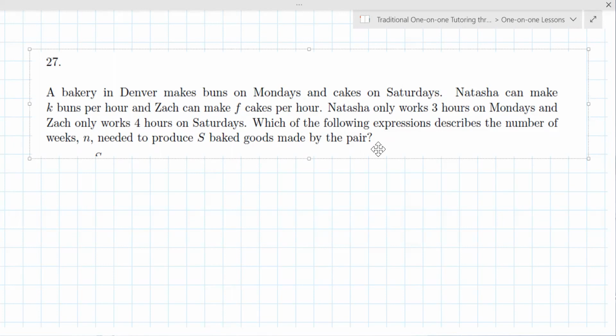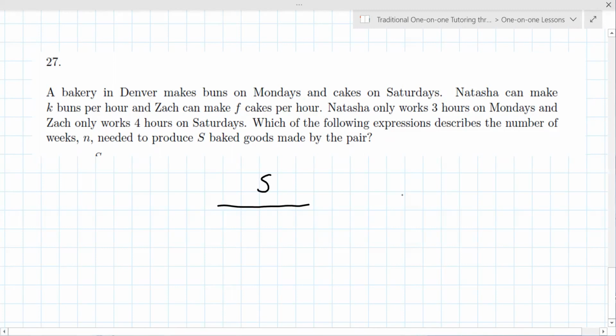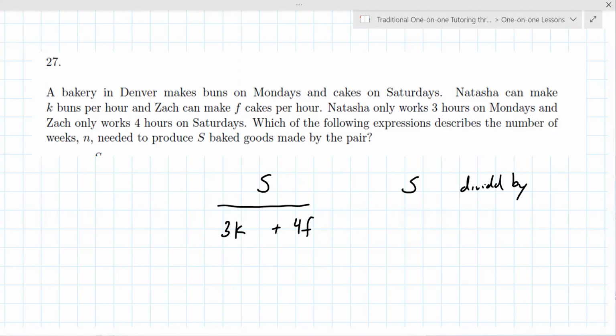So it would be S on the top, and then a line, S divided by 3K plus 4F. Exactly, perfect. Okay, so not too difficult. Now that you see the style, you can just do as many of these as you want, and you can get the answer. The other question that I wrote that goes along with these is very similar.